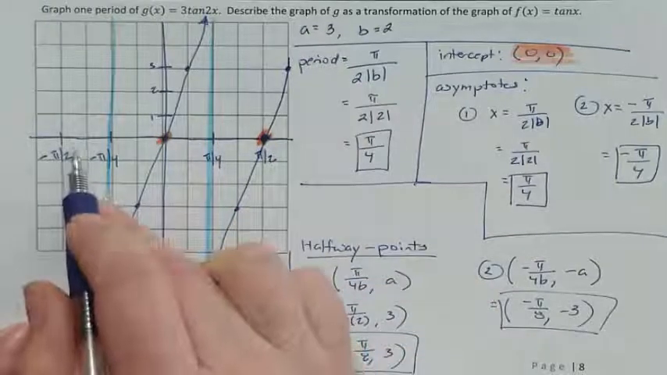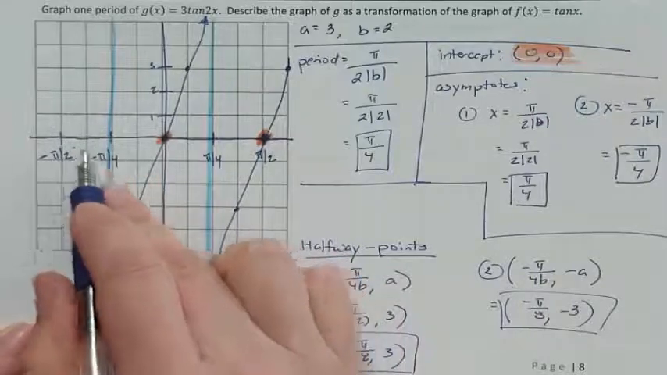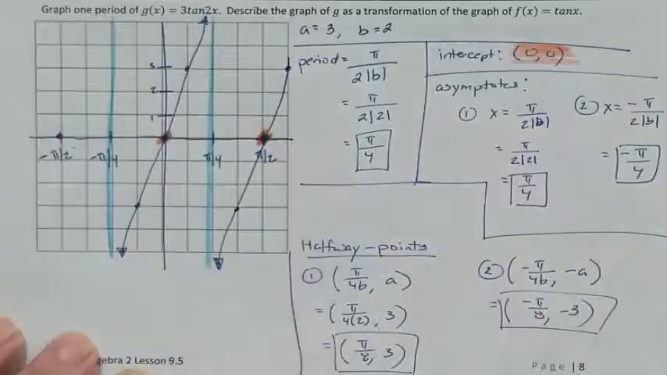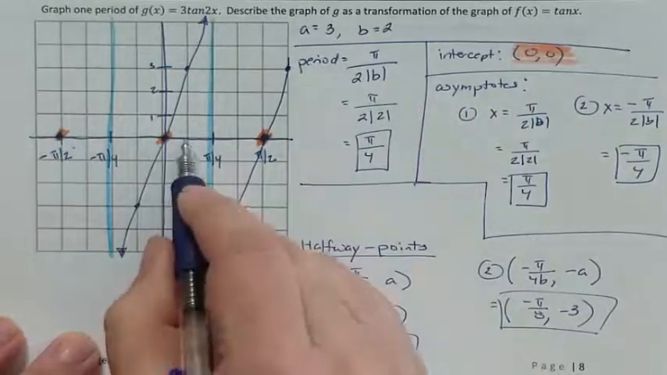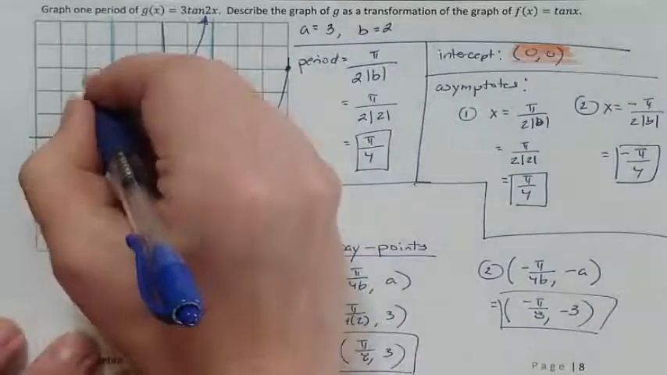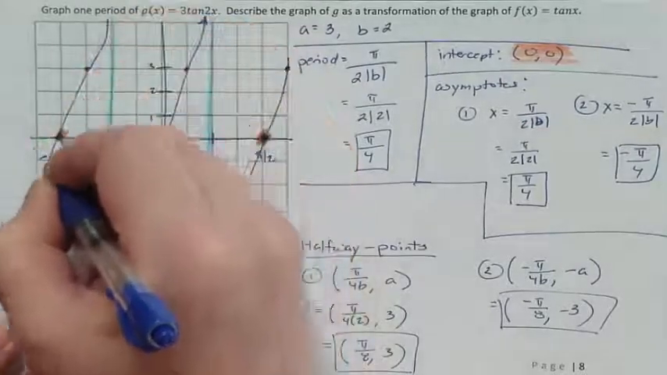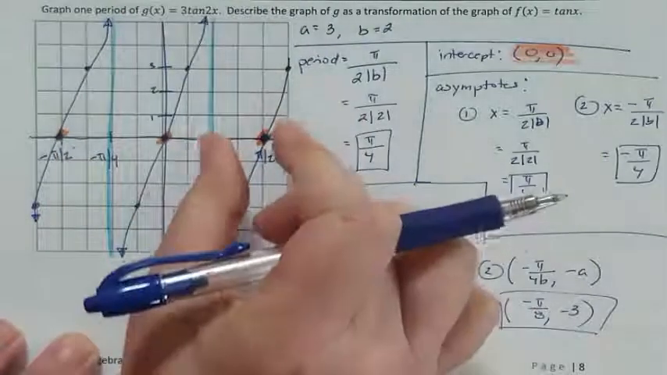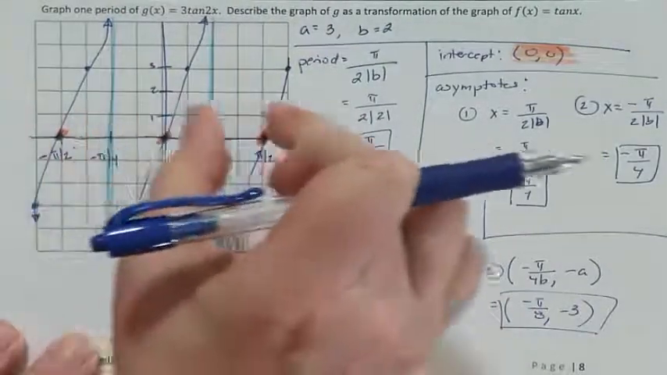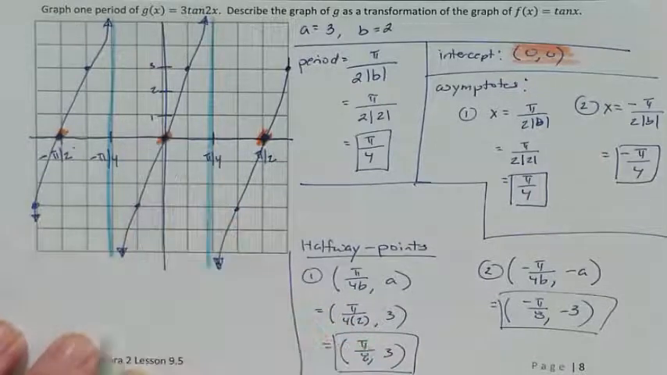Well, what if we did this side? So 2 squares, intercept. 2 squares, there's your next intercept. You said over 1, up 3. So over 1, up 3. Over 1, down 3. Here's your other tangent if you were asked to graph more than one period. They are exactly the same, repeated every section of negative pi fourths to pi fourths.